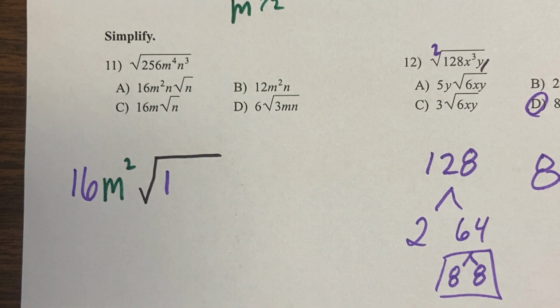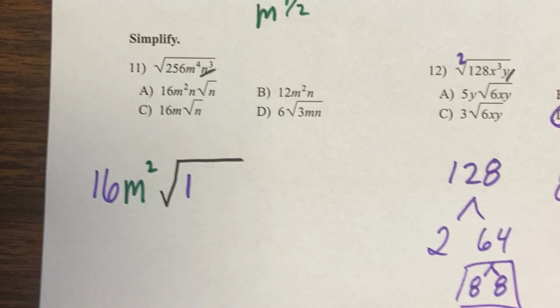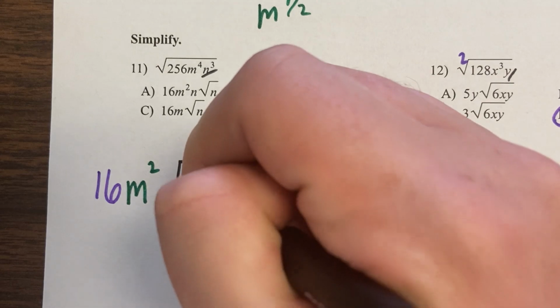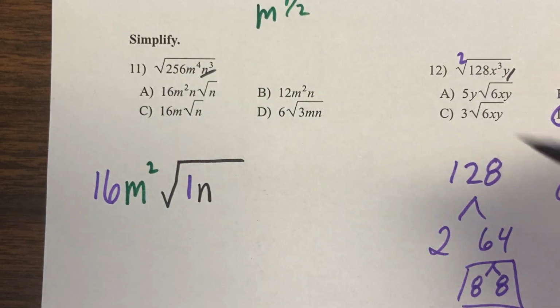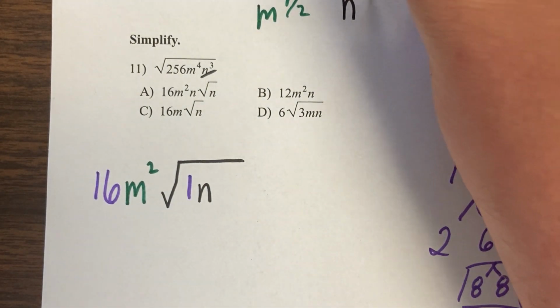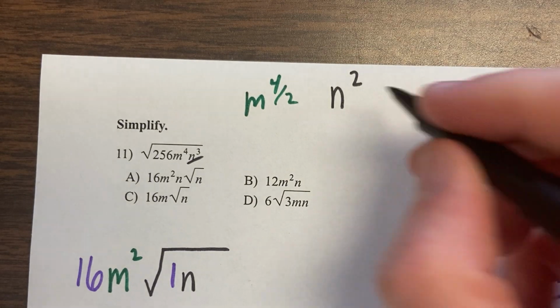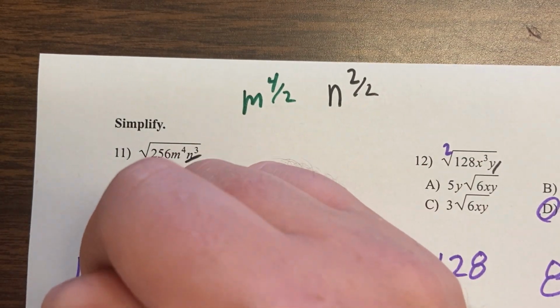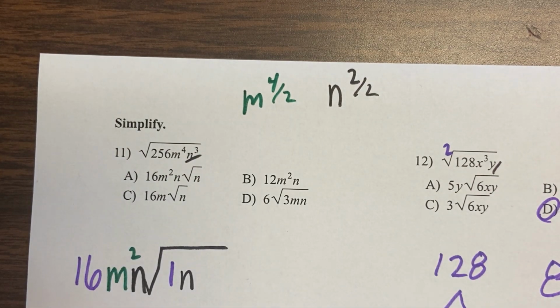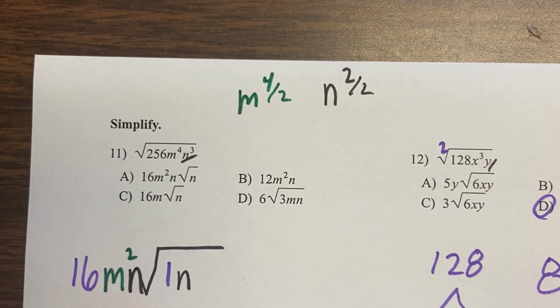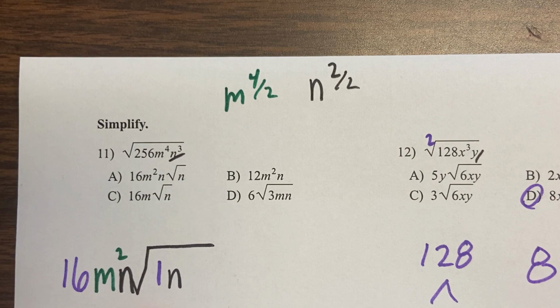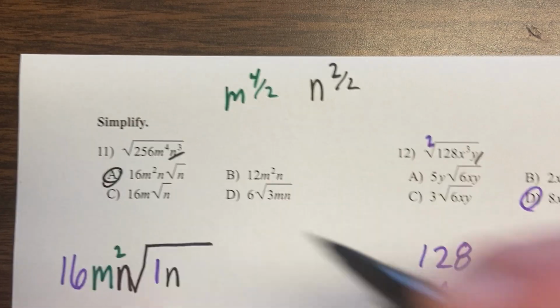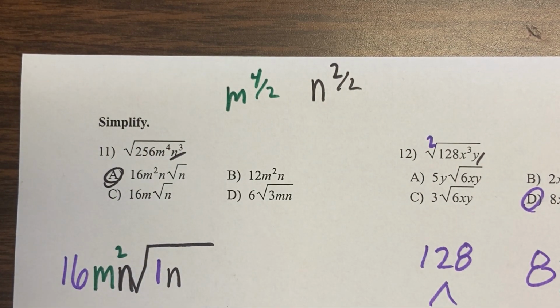And my n here, let's look. I have n to the 3rd. Again, 3 is an odd number, so 1 is going to stay in the house. If I take 1 away from 3, now I'm left with 2. Same thing we just did over here. Cut it in half. 2 over 2 says we have 1 pair. So double check our answers: 16m squared n, radical n. And it looks like A has a result for us.